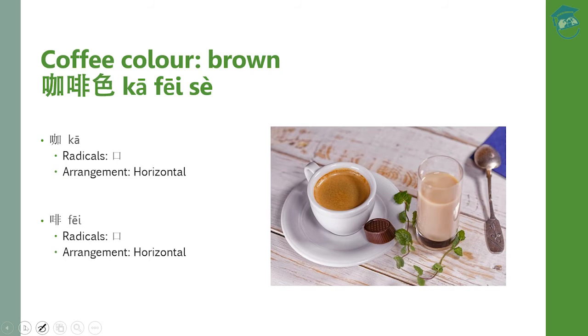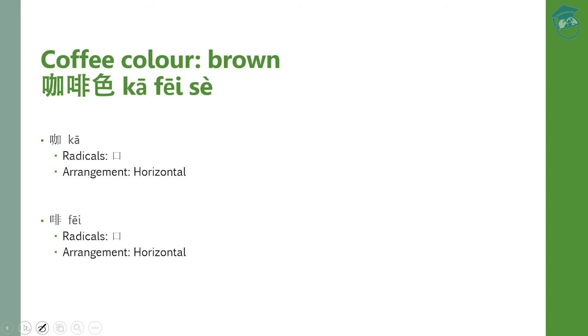Okay, so the first one is 咖. Okay, it is only used in coffee. Okay, this is the radical, what's on the left there. The arrangement is horizontal, because you have left, middle, and right components. Let's get rid of the coffee picture there, and I'll show you how to write it. 1、2、3、4、5、6、7、8. Okay, 8 strokes for this word, 咖.